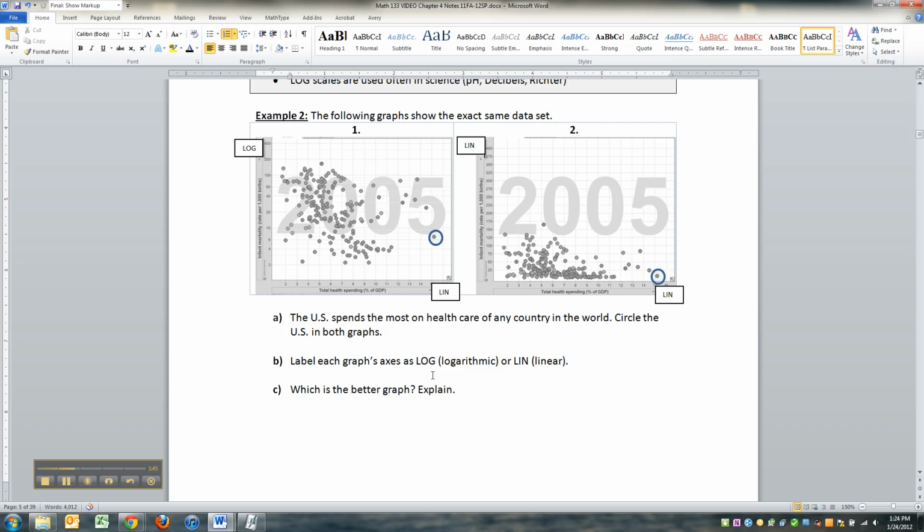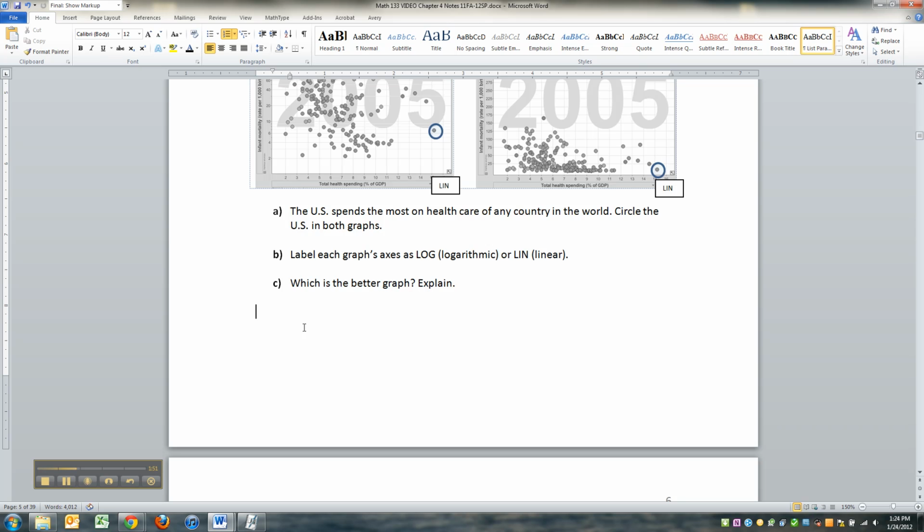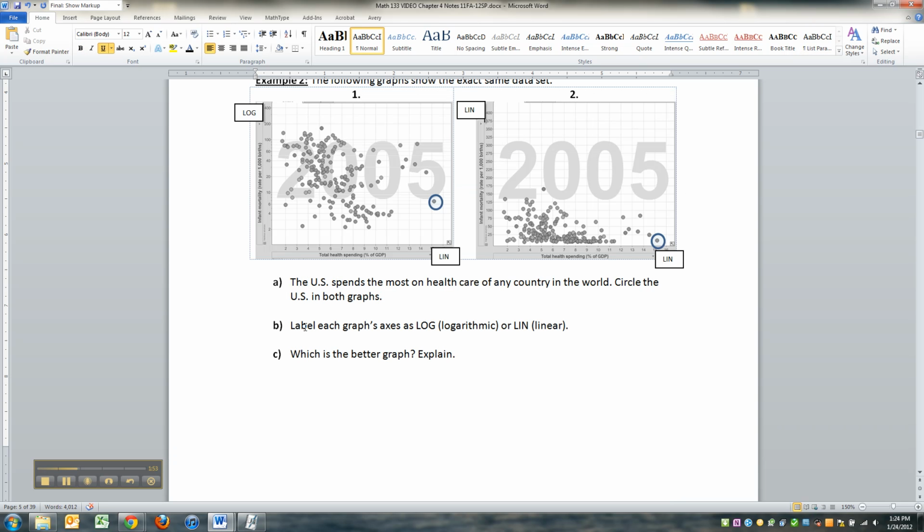Okay. All right, so we've labeled the graph's axis as logarithmic or linear. Which is the better graph? Well, hands down, it's graph number 1. Graph number 1 is better. The data isn't so packed at the bottom. You can actually differentiate between countries, etc. Right? So you can see all the different points around here.